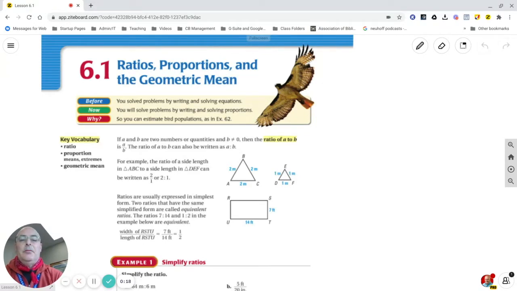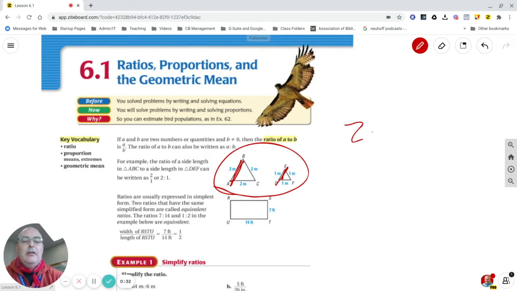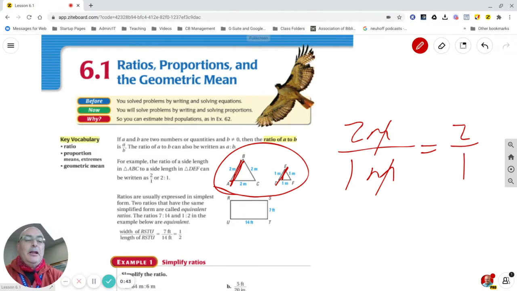Well, a ratio is simply a comparison of, in this case, one object to another. We can look at a side of this triangle and a side of this triangle and recognize that the first triangle has a side of 2 meters, the second has a side of 1 meter. The units cancel out, so we have a ratio of 2 to 1. We can either write it like that as a fraction, or we can write it with a colon and say it's a ratio again of 2 to 1.